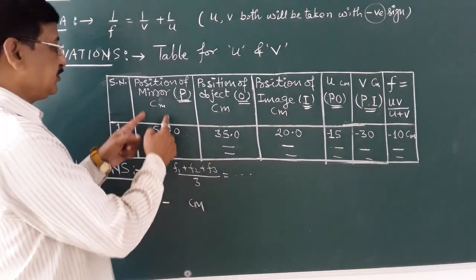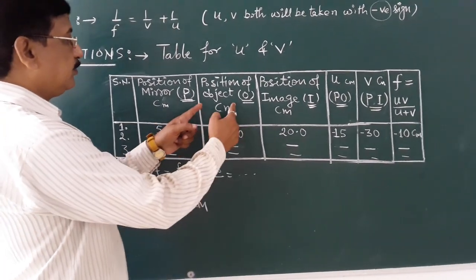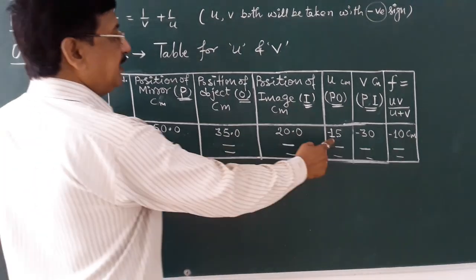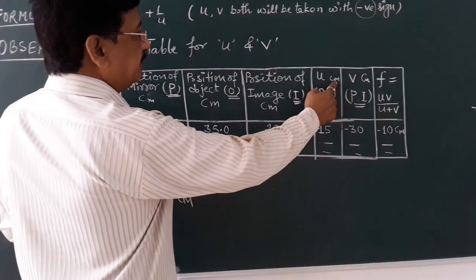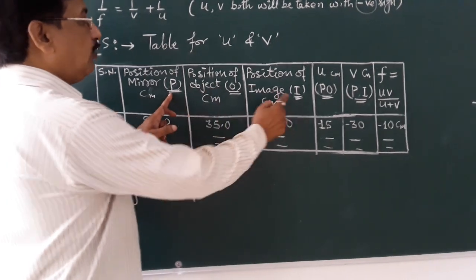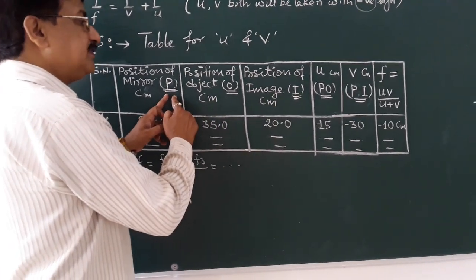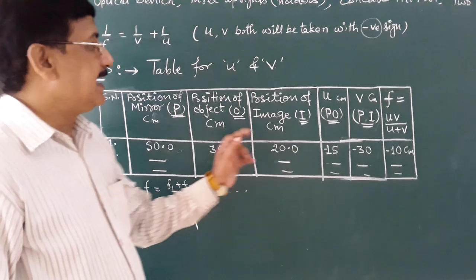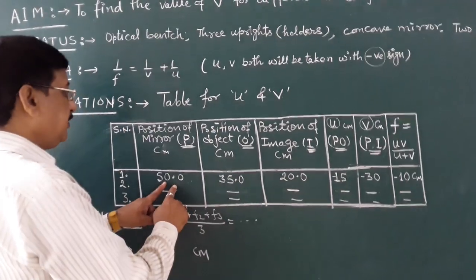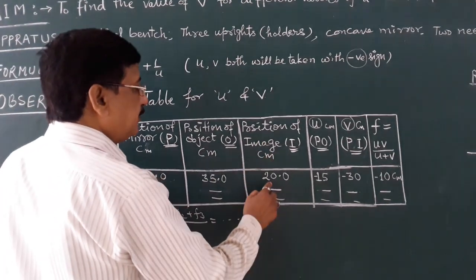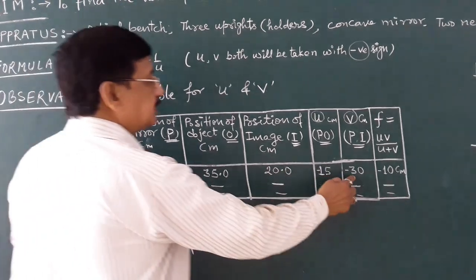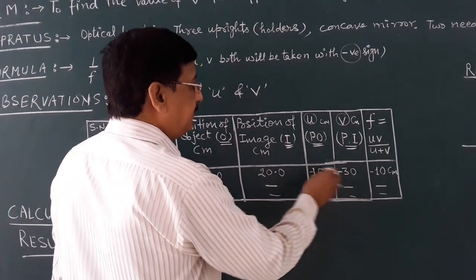For example, position of mirror is 50 and position of object is 35. So their difference is 15 centimeter, and it will be taken with negative sign. U equals PO. Similarly, distance of image pin from pole of the mirror will be considered as V. This is U and this is V, PI. P is 50 and position of image, suppose it is 20. So difference, 50 minus 20, is equal to 30, and with negative sign again.